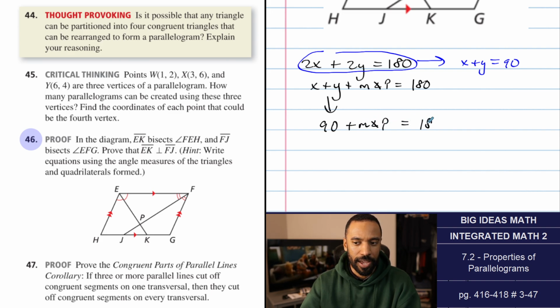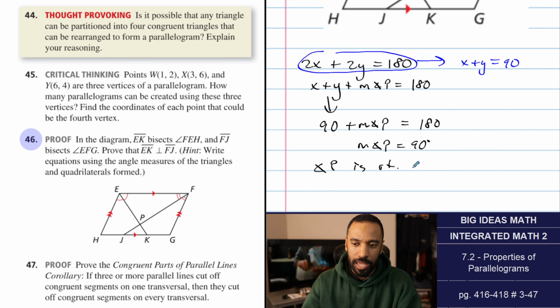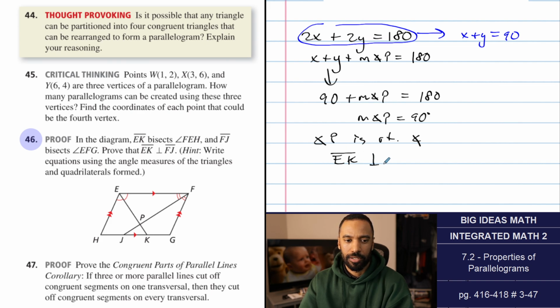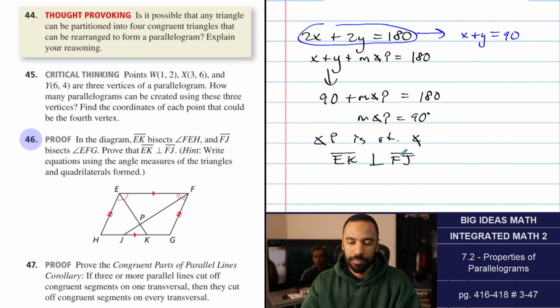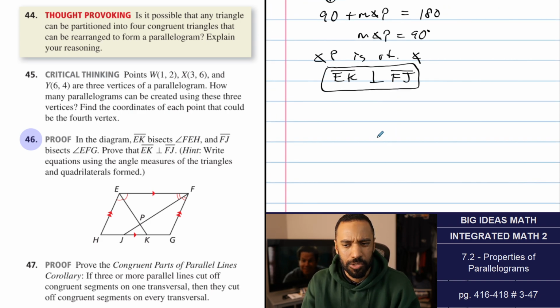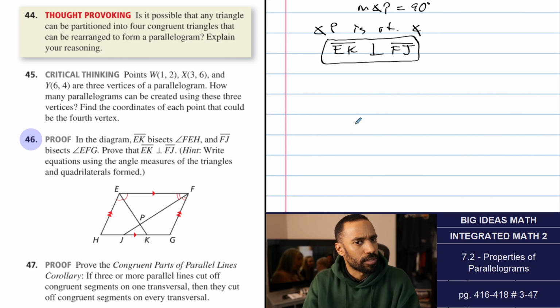The other thing I did was fine. I just think this works a little more efficiently. The measure of angle P equals 90 degrees. Therefore, angle P is a right angle. Therefore, segment EK is perpendicular to segment FJ. Cool. I was going to say it didn't have much to do with the parallelogram, but it did because of the consecutive angles part. I think that was the only way we used it.